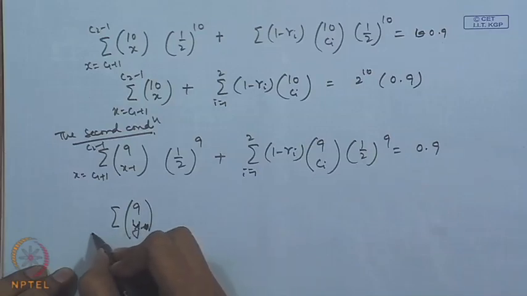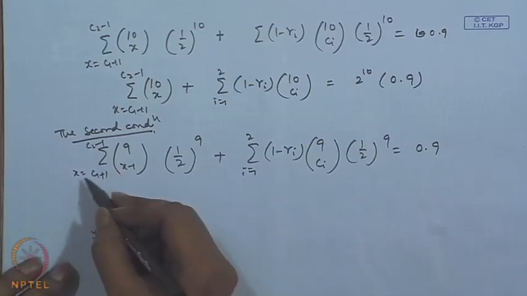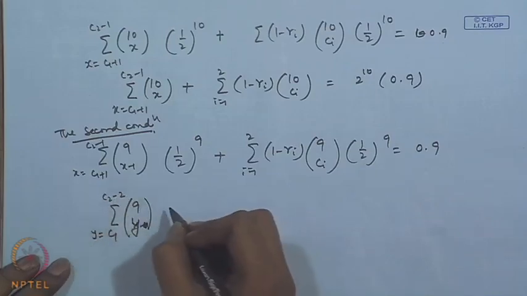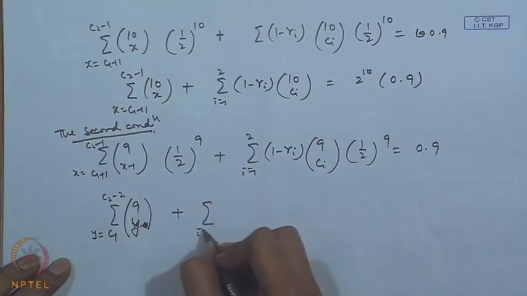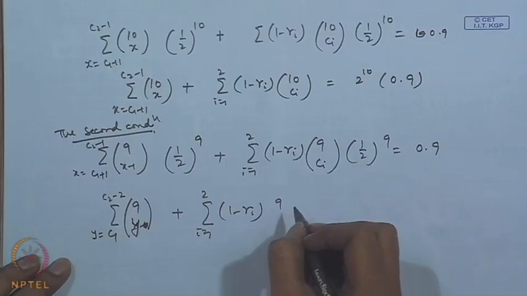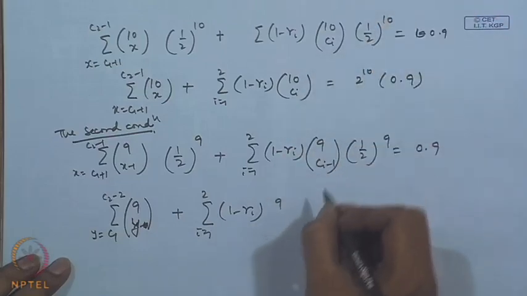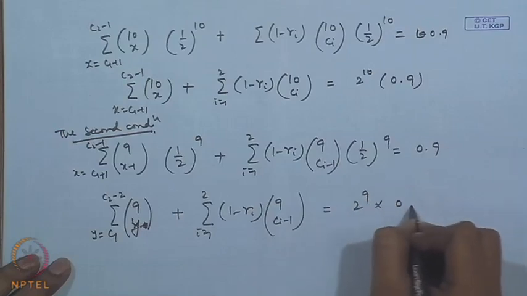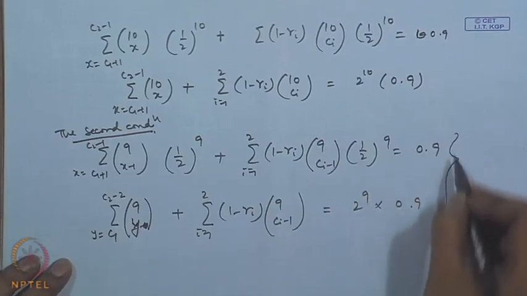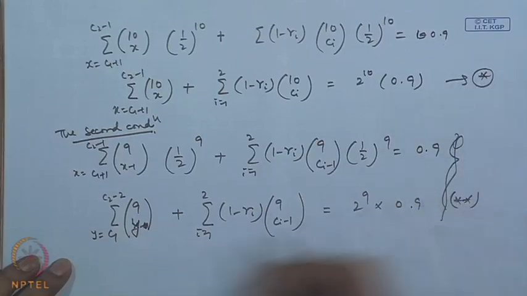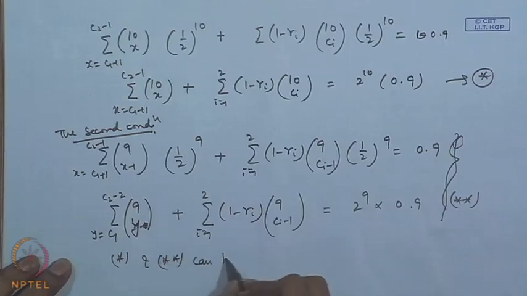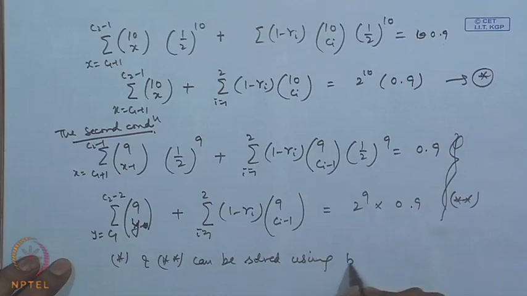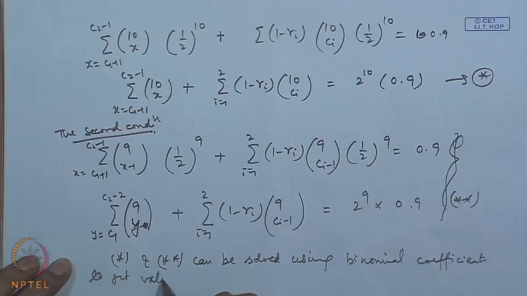We may put it in terms of y, say y is equal to x minus 1. So, this is from C 1 to C 2 minus 2 plus sigma I is equal to 1 to 1 minus gamma I 9 C, and of course, this would have become minus 1 here. So, that is C I minus 1, that is equal to 2 to the power 9 into 0.9. So, these two conditions, condition star and double star, can be solved using binomial coefficients to get values of C 1, C 2, gamma 1 and gamma 2.